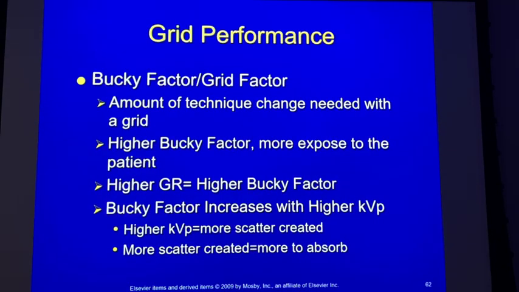Okay. So that is our grid performance. Our Bucky factor, our grid factor, is how we calculate our changes in technique. All that stuff we talked about: higher kVp, we create more scatter radiation, and the grid becomes more effective with higher kVp because we have more scatter available to clean up. So naturally with the increase in kVp, our grid factor, our Bucky factor, increases.